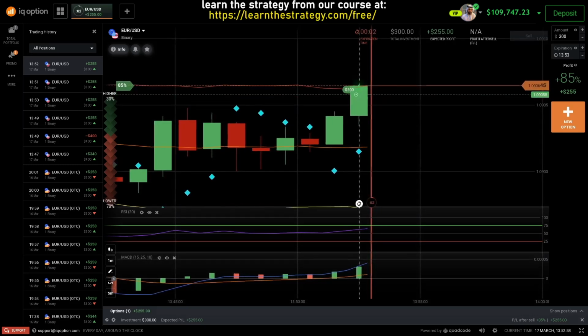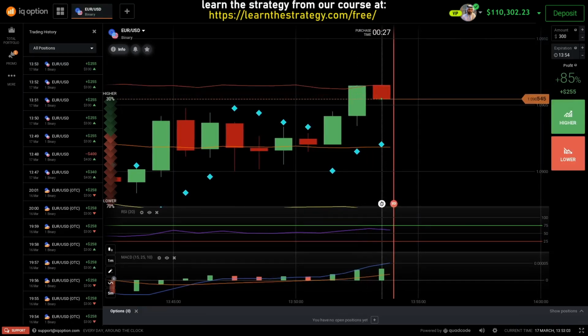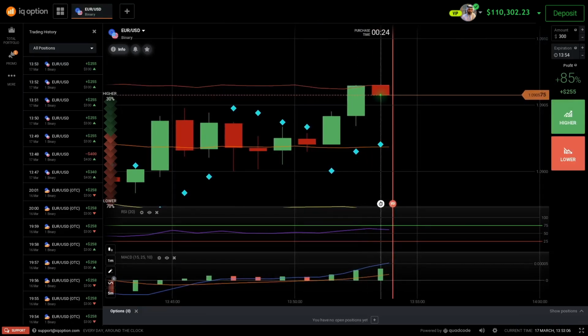Look at the MACD, guys. The MACD is indicating an uptrend.